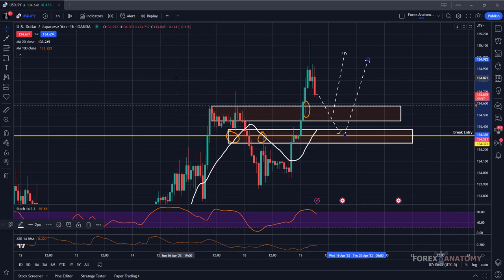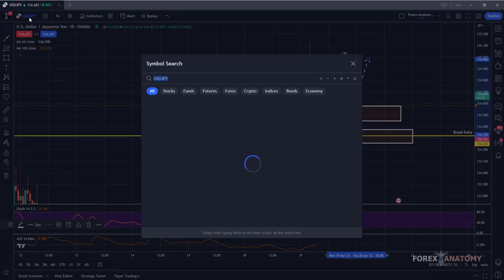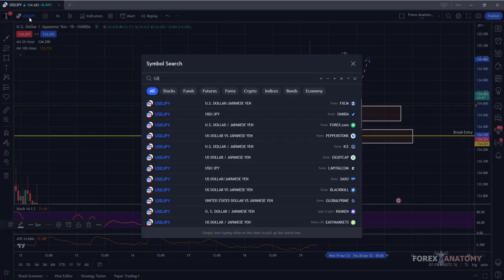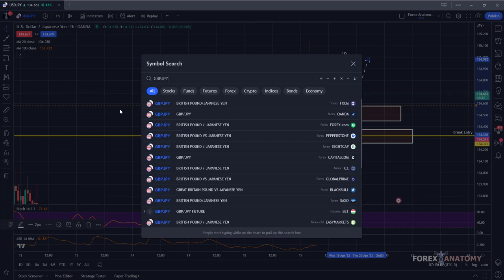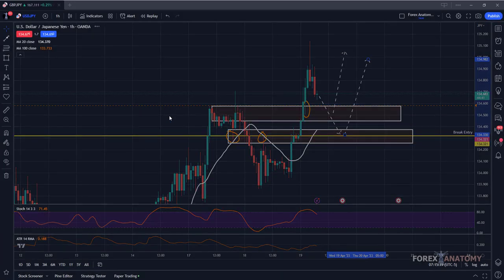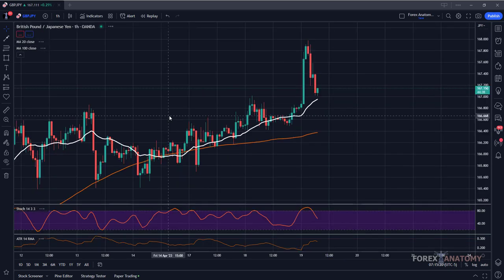Let me go to a pair that I really don't like trading that much, because I see a particular setup potentially forming. It's quite similar to this one. It's pound yen, GBP/JPY. I figured let's go to another yen pair and see what's going on.